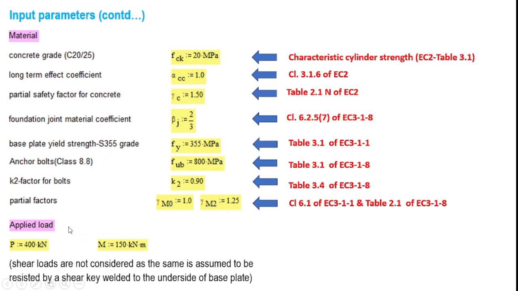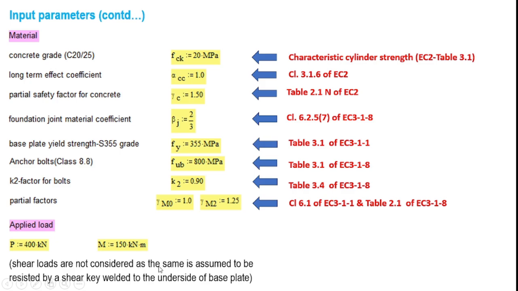Now coming to the applied load, we shall design our base plate for an axial load P equal to 400 kilonewton and M equal to 150 kilonewton meter. And here, as you can see, I have not reported any shear values, because in this calculation I presume that the base plate shall be provided with a shear key that is welded to the underside of the base plate, and this shear key will take 100% of the applied shear, and the bolts will not be subjected to any kind of shear loads.